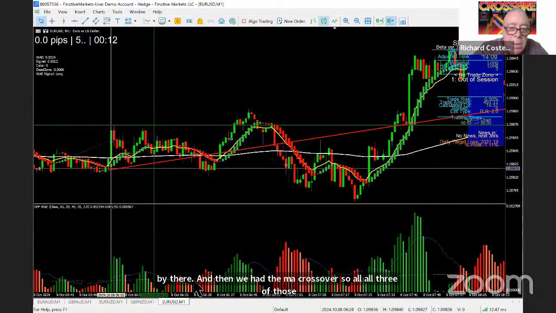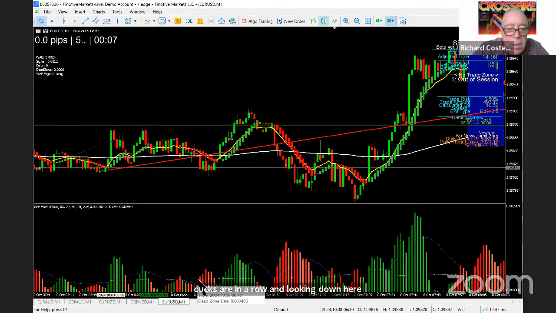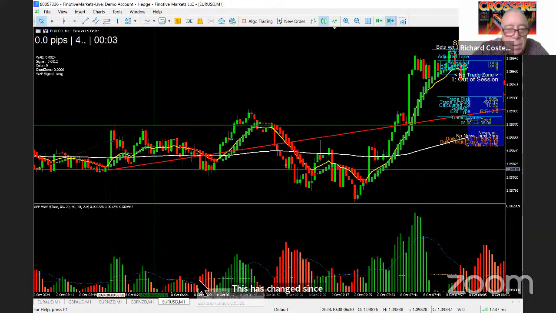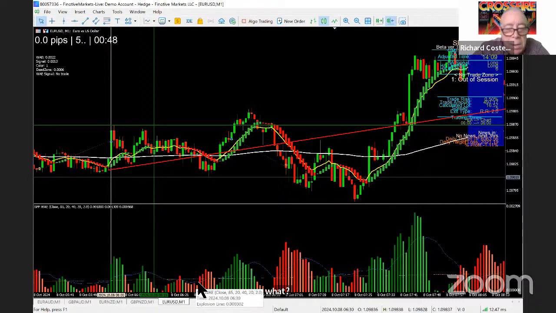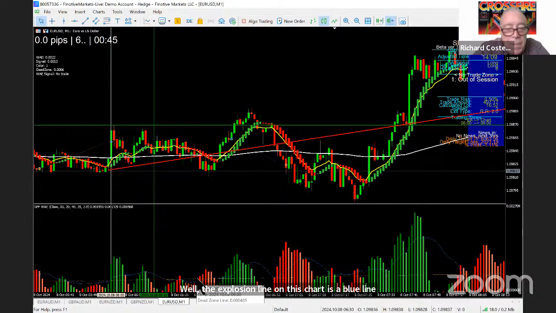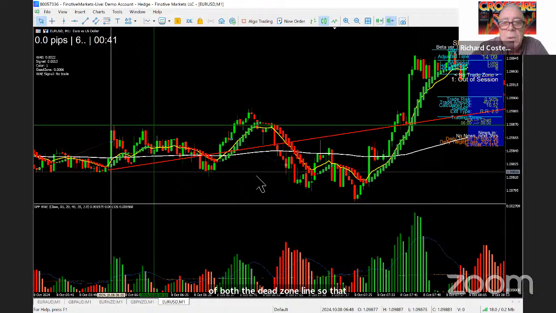And looking down here, this has changed since. Yeah, maybe that's why I think Gary said he got into that as well. But if I'd seen that, the explosion line on this chart is a blue line, and it's not above the dead zone line, so that really wouldn't have helped.